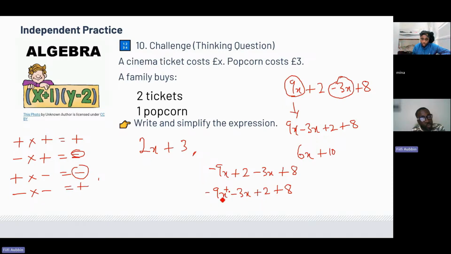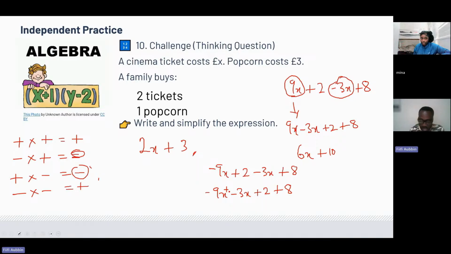But when they are multiplying, it changes into what? Positive. So if I multiply two minuses, the answer becomes what? Positive. Does that make sense? So minus 9 minus 3, I'll get what? 12. But it's still negative. It's not positive. It's negative 12. So let's look at it this way.